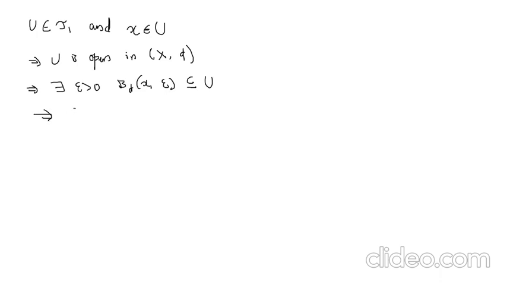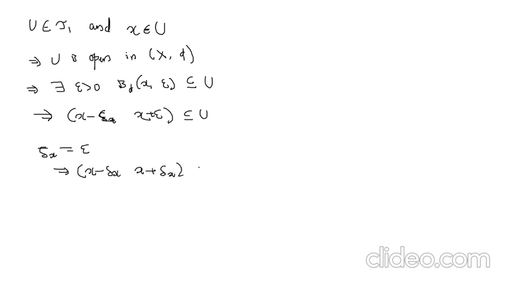This is nothing but the open interval (x minus epsilon, x plus epsilon) subset of U. This is already shown. So choose delta x equal to epsilon. So we will get the open interval (x minus delta x, x plus delta x) is a subset of U. This is the condition for tau. So we'll get U satisfies the condition for tau. Therefore we'll get U belongs to tau. Thus we can say that tau1 is a subset of tau, equation number 2. From 1 and 2 we can say that tau1 is equal to tau.